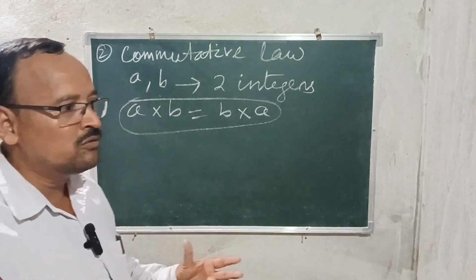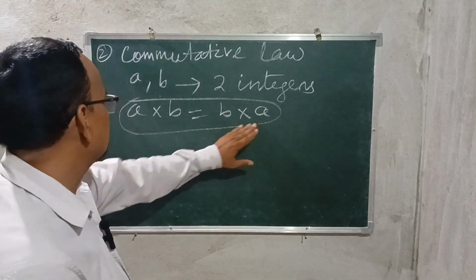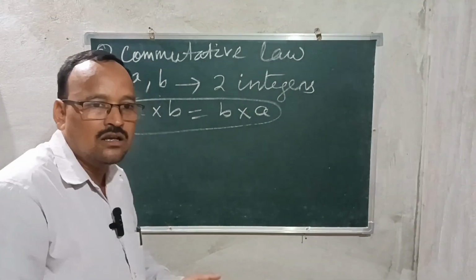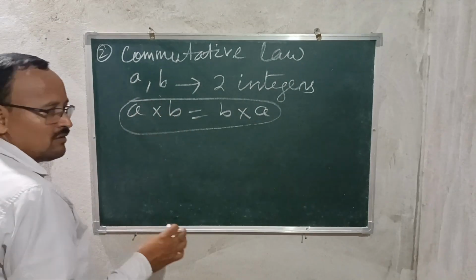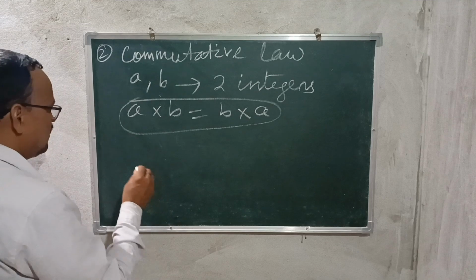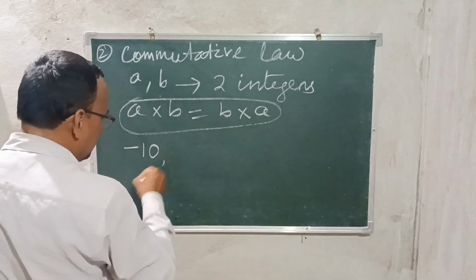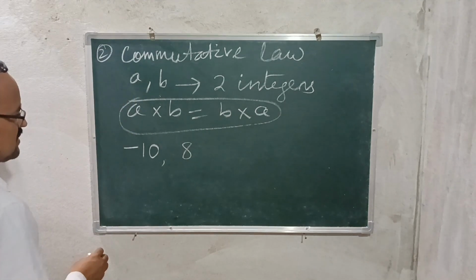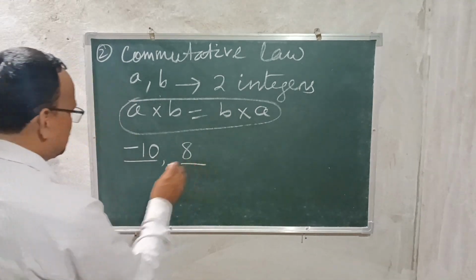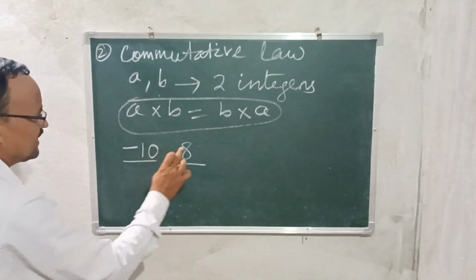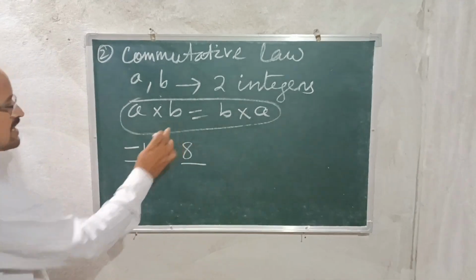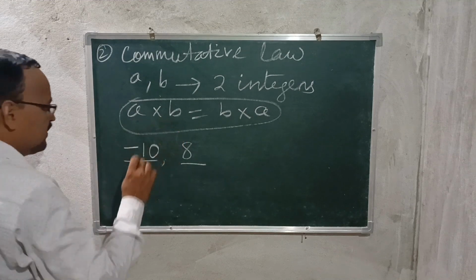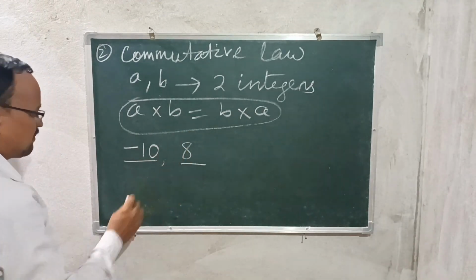Let us take an example to verify the commutative law of multiplication. Suppose we take two integers, -10 and 8. Take this as a and this as b. Then the left hand side is a into b, that means this into this. What is that?